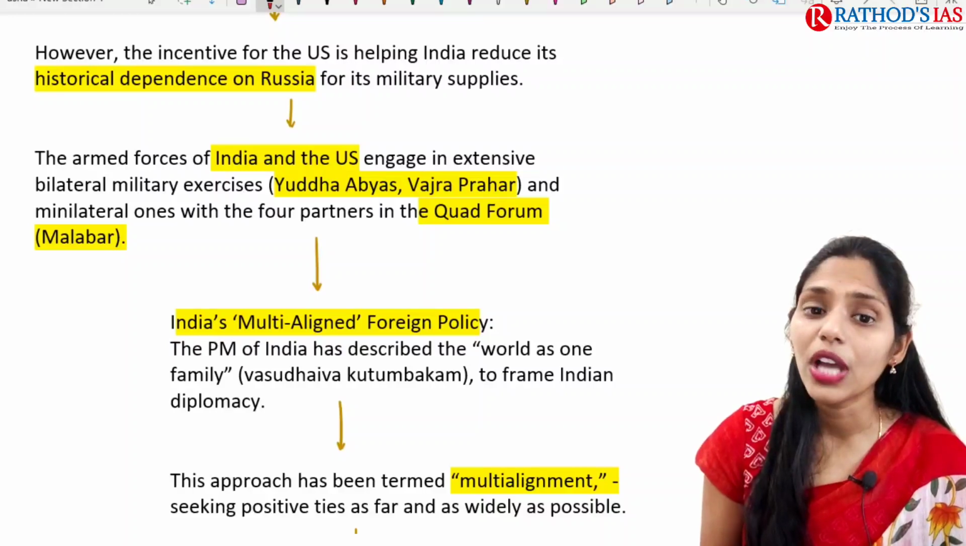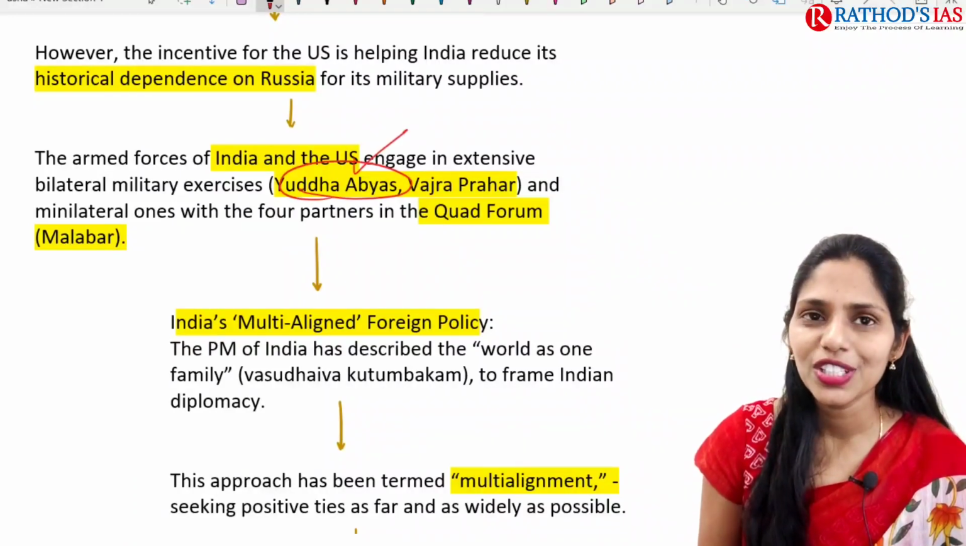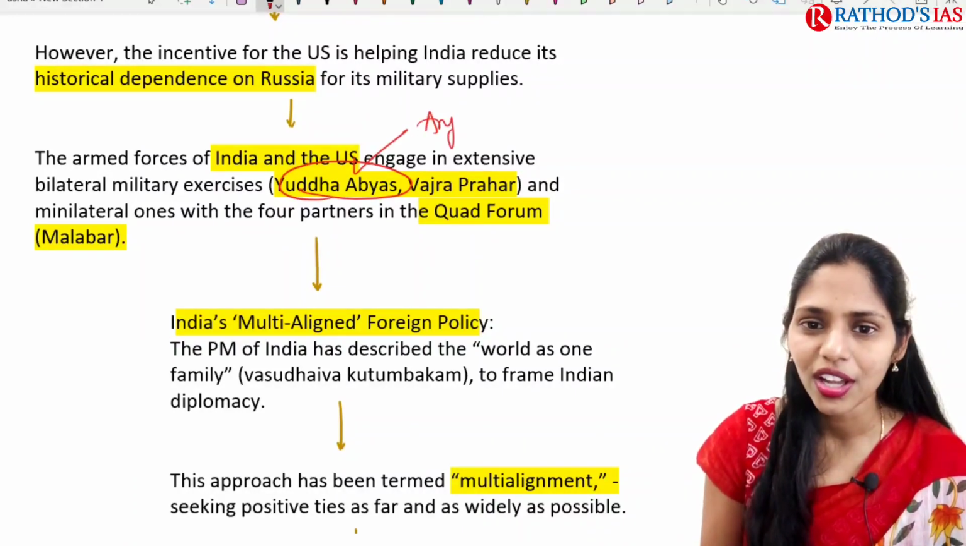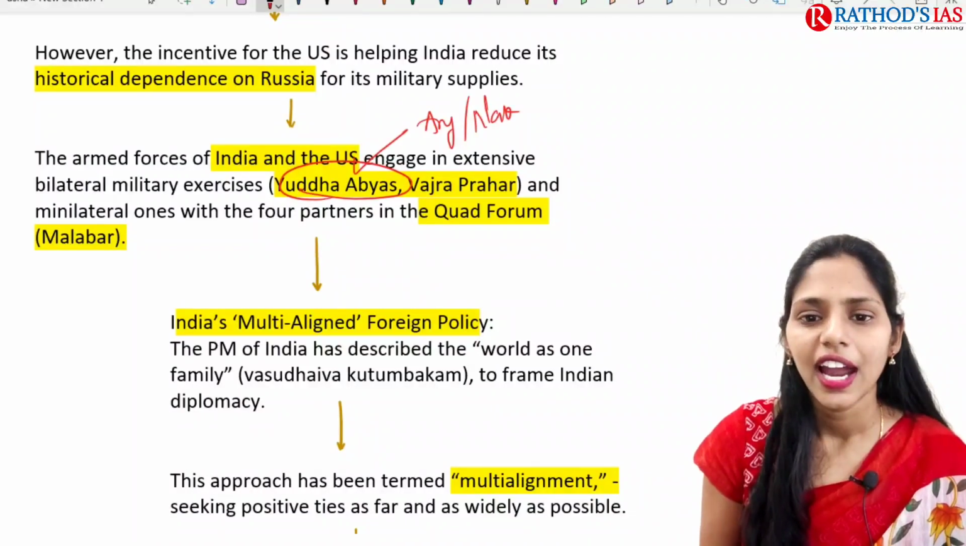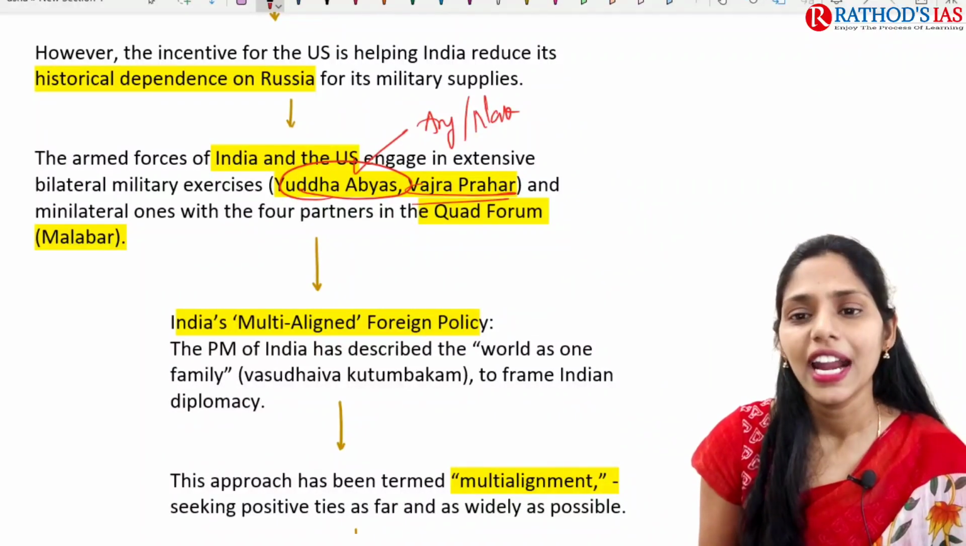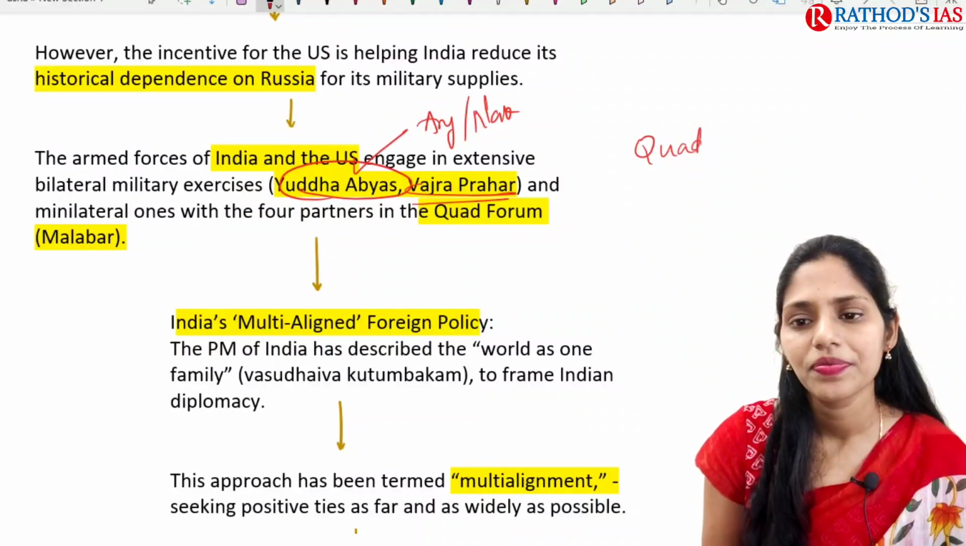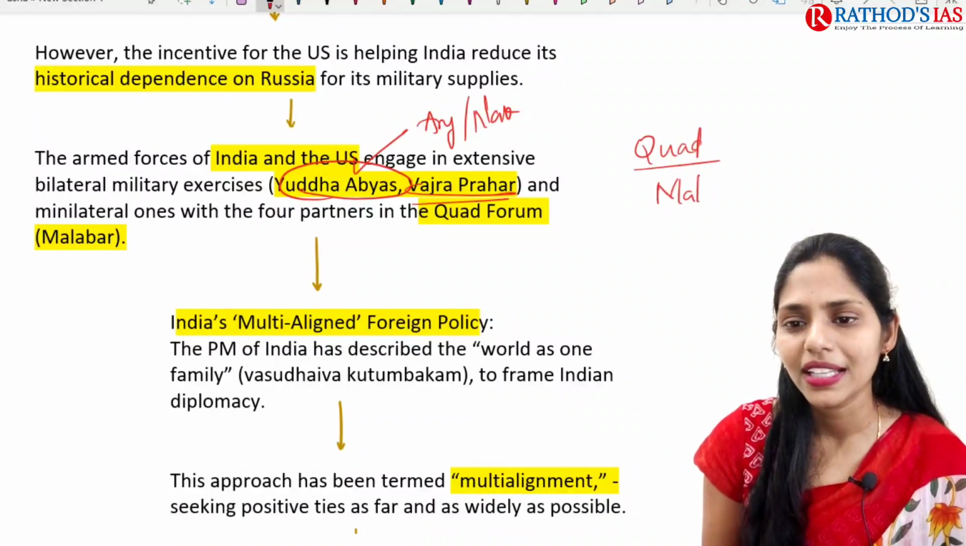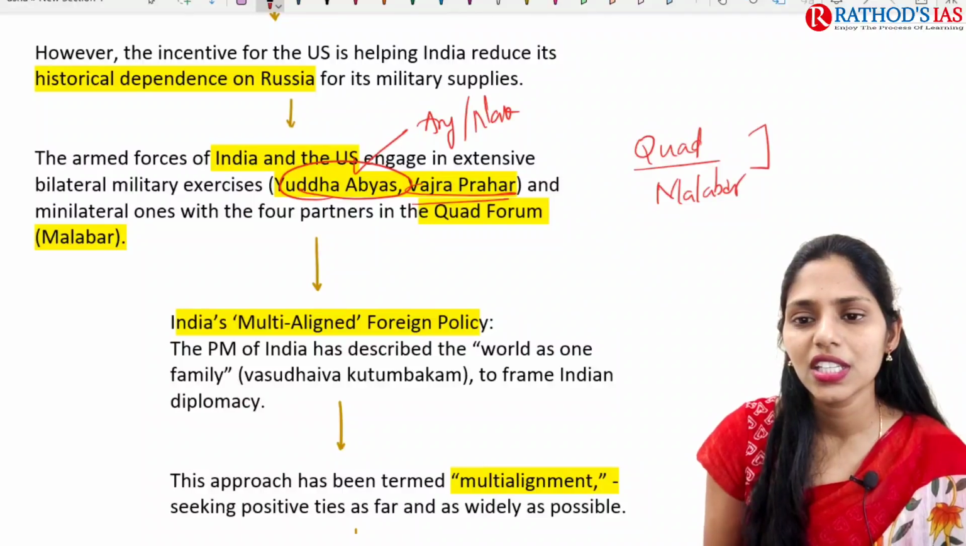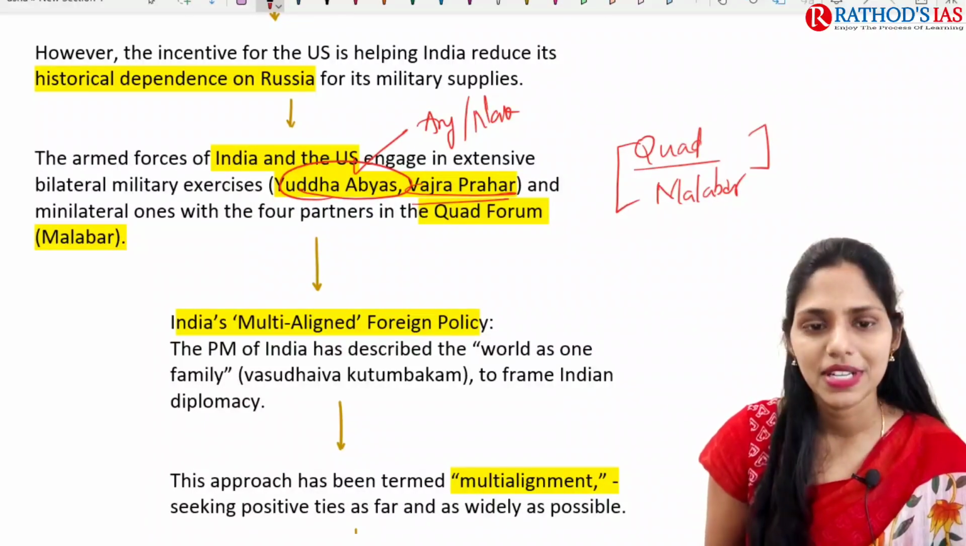For example, Yudh Abhyas. So let me know, is this Yudh Abhyas an army exercise or a naval exercise? And we have Vajra Prahar, and we even have Quad. We also have the Malabar exercise. So in all these things, yes, India and USA are members.